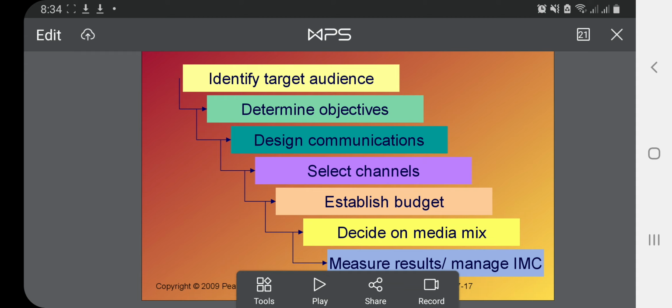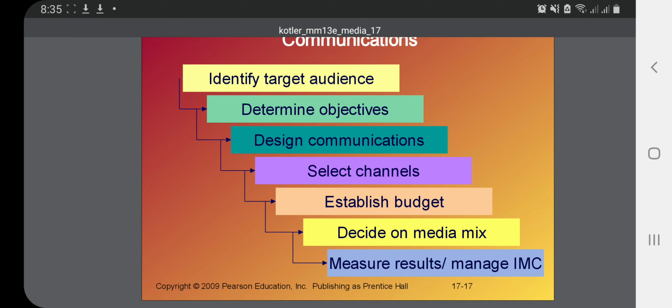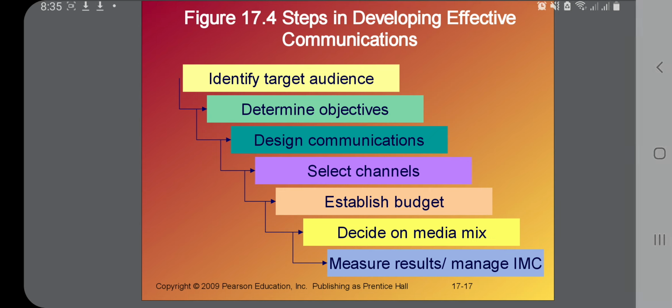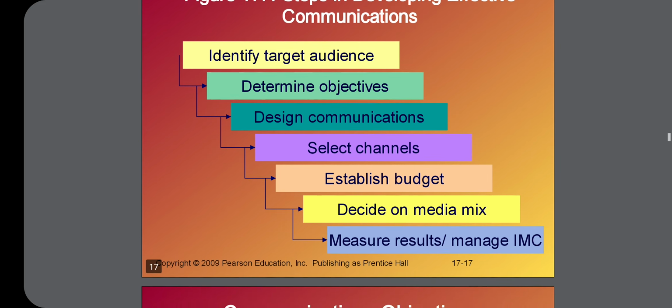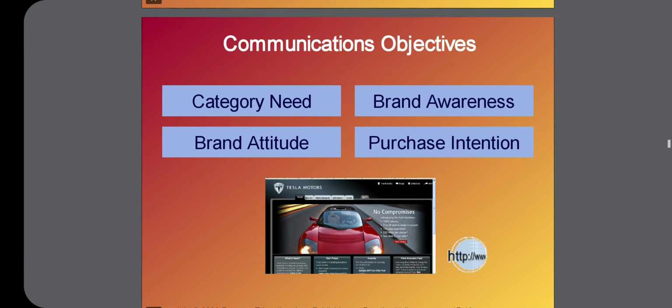So if you do not have ample financial resources to support television advertisement, there are other forms of communication like the internet. It's less expensive if you plan on going on broadcast, something like that. Then you need to decide on the media mix that you're going to use. And then last would be to measure the results or manage your integrated marketing communications.